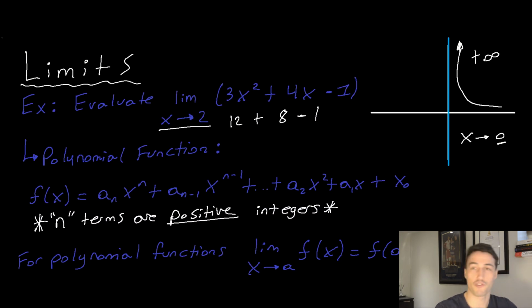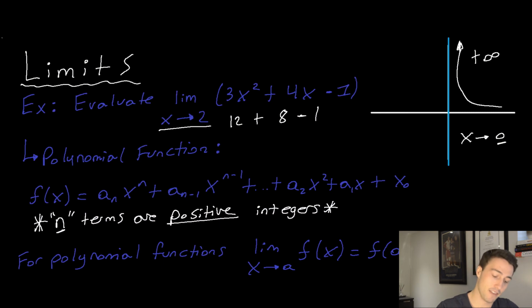Now, that's actually one of the strategies we use to evaluate limits. We just plug it in. It's the direct substitution method. And for polynomial functions, and again, a polynomial function is the form of this expression here. It looks complicated, but basically it's saying coefficient times a variable, so like x to the power of 5, x to the power of 6, doesn't really matter. But the n term, the degree term, so that x to the power of 6, needs to be positive, and they need to be integers.